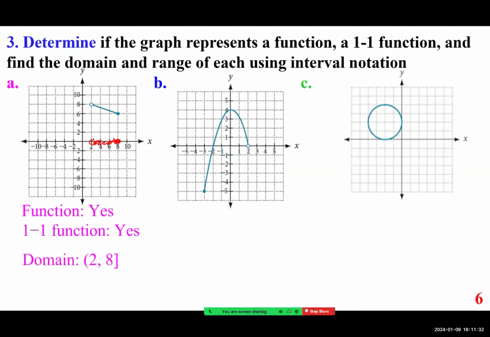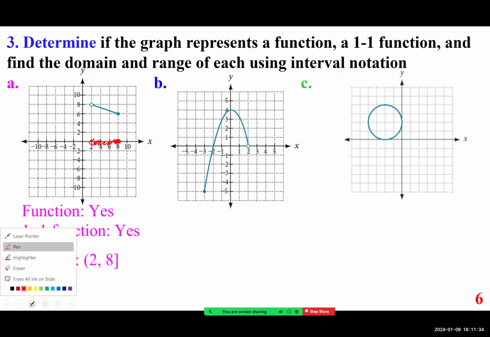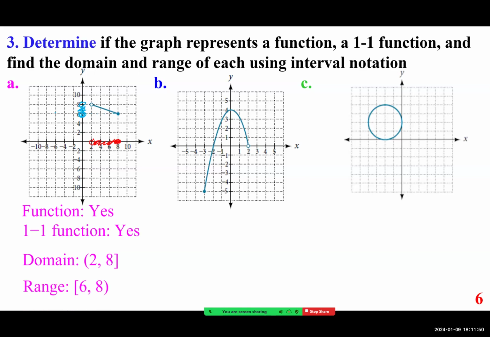Along the y-axis, let me use a different color. Here it's included. Here it's not. Anything in between, 6 and 8. 6 is yes, 8 is no, and we use a bracket to represent the endpoint that is included, parentheses where it's not included.